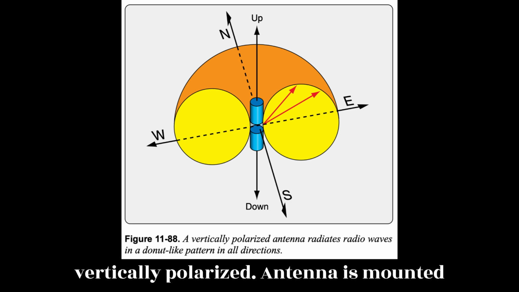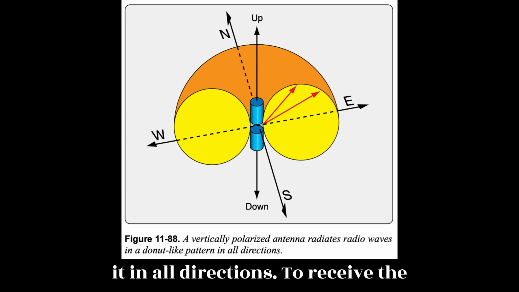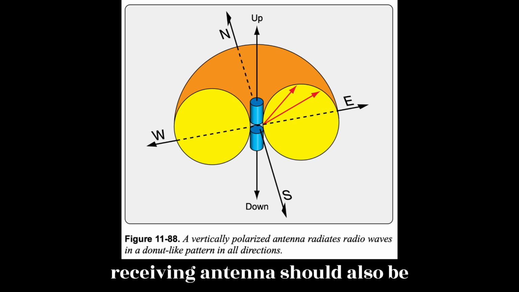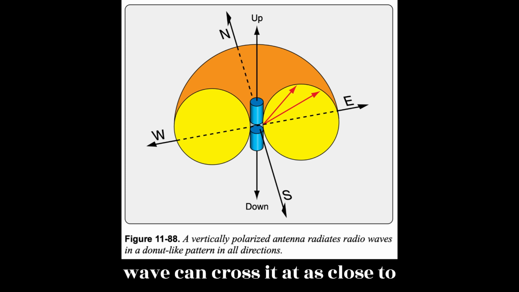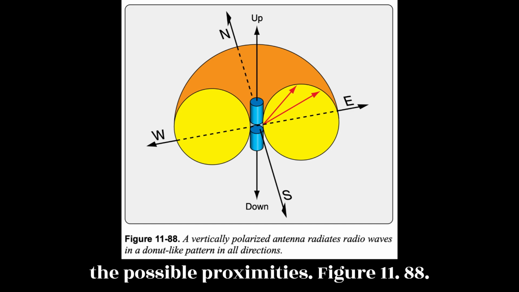A vertically polarized antenna is mounted up and down. It radiates waves out from it in all directions. To receive the strongest signal from these waves, the receiving antenna should also be positioned vertically so the electromagnetic component of the radio wave can cross it at as close to a 90 degrees angle as possible for most of the possible proximities. Figure 11-88.